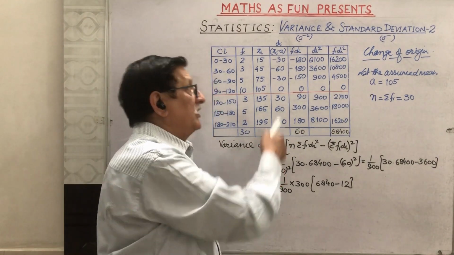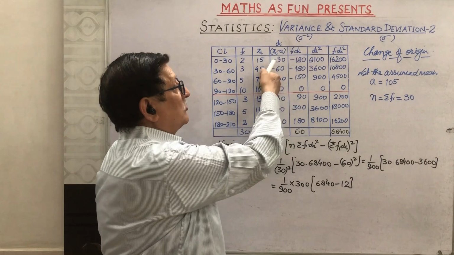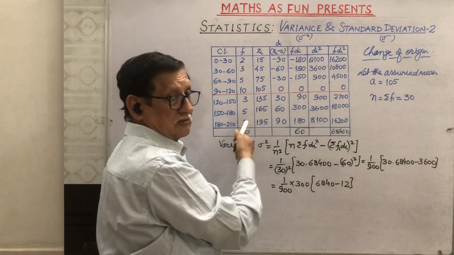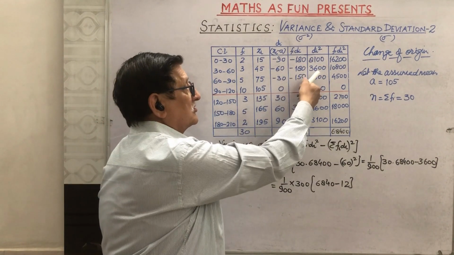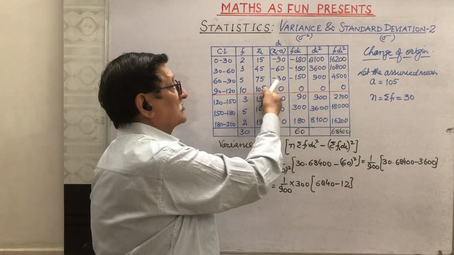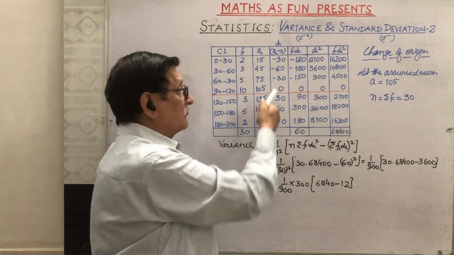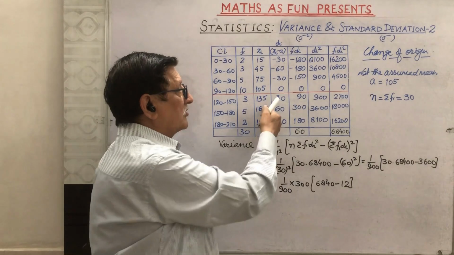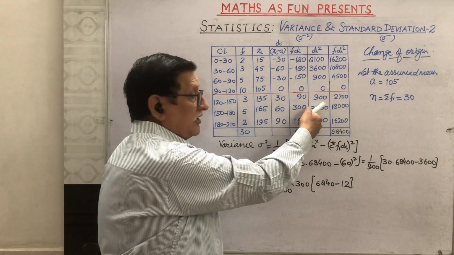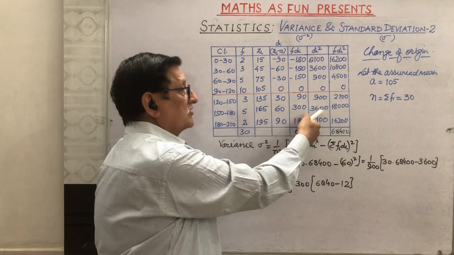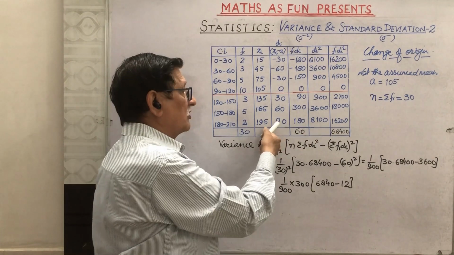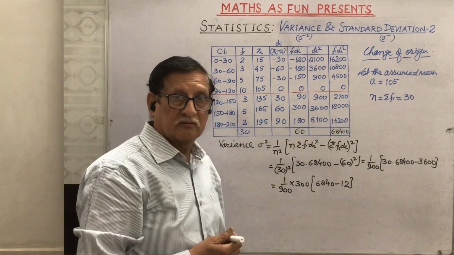Now we have to find out di square. The square of minus 90 is 8100. That of minus 60 is 3600. That of minus 30 is 900. That of 0 is 0. For 30, it is 900. For 60, the square is 3600. And the square of 90 is 8100.